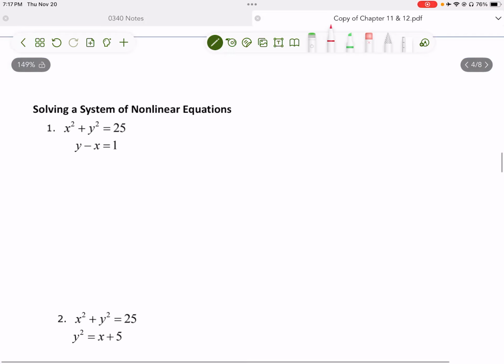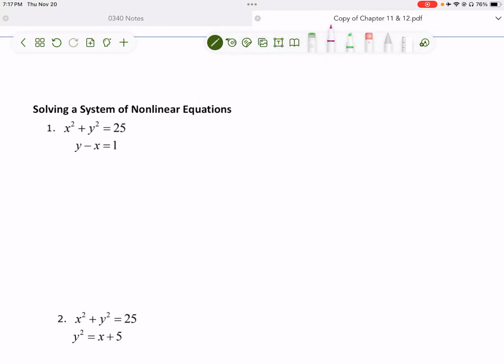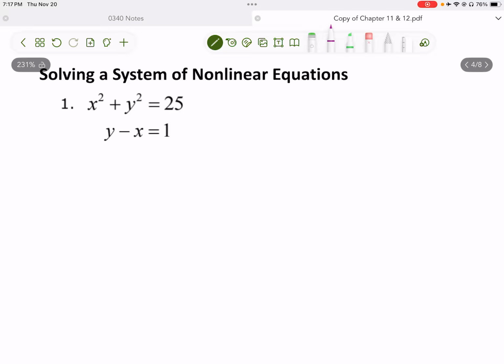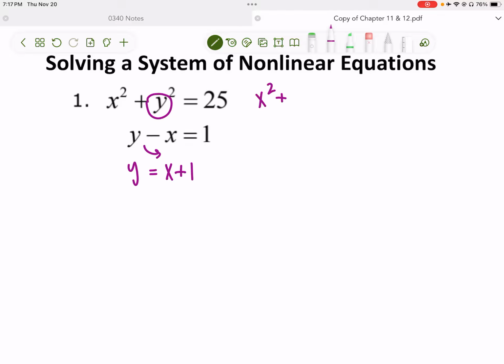What we're really going to focus on is solving nonlinear systems. When you're solving a nonlinear system, it really works similarly. You just need to try and isolate a variable when possible and solve. So in this case, I'm going to bring this x over and set this equal to y because I have a y here. So I'll go ahead and replace it with x plus 1.